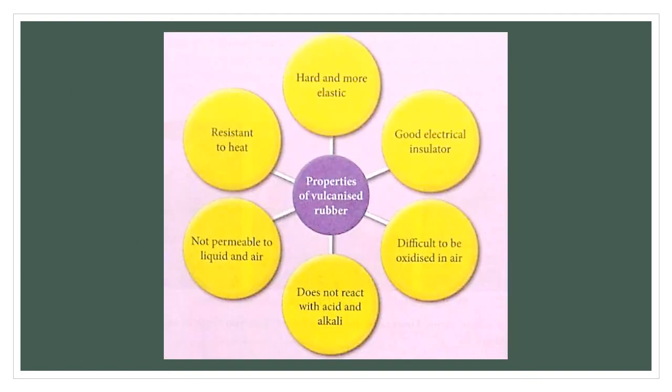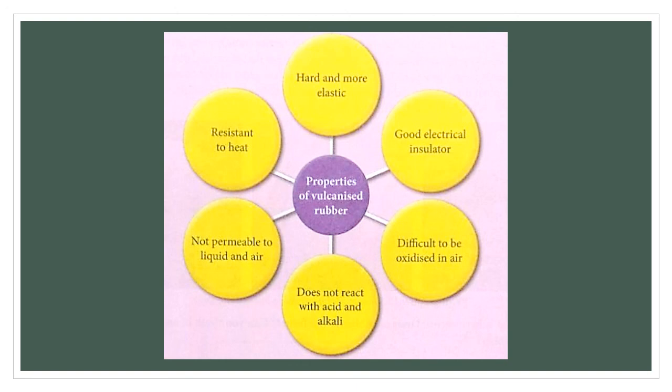Okay, now we look at the properties of vulcanized rubber. First is hardened and more elastic. Even though they put sulfur, it is much more elastic than the natural rubber. It is also a good electrical insulator and difficult to be oxidized in air. You know the natural rubber is very easily oxidized. It will turn to the solid form. But this vulcanized rubber is difficult to be oxidized in air. That means it does not react to the air.